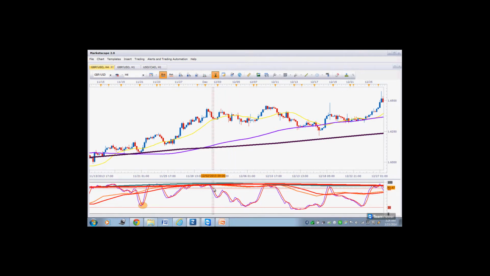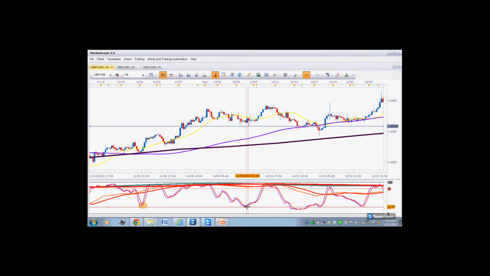So here, the 4-hour stochastic was correcting back to the 20 level, and we were given the opportunity to enter here when the stochastic crossed over above the 20 level. So this is the crossover. Price found support here, as you can see here, found support in this level.